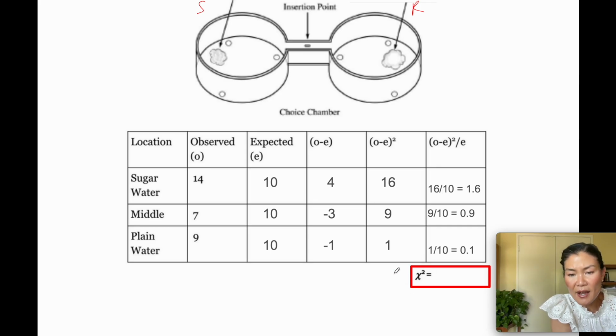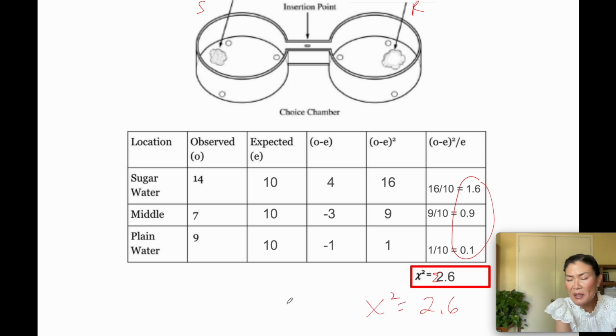And again, chi-square is the sum. Remember that sigma symbol? It's a sum of these values, okay? So you use your calculator, and you add them all together, and you should get 2.6, okay? So we have 2.6. 2.6 is our chi-square value. So what does that mean, okay? Because what we want to know is if there's a statistically significant difference between 10 and 14, 10 and 7, 10 and 9. But what does this 2.6 mean?